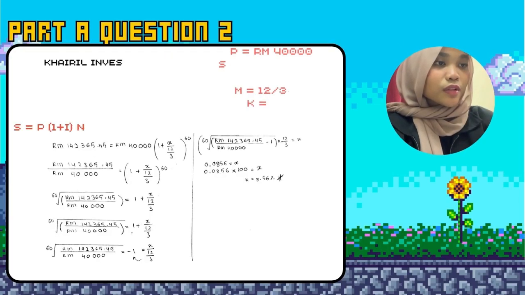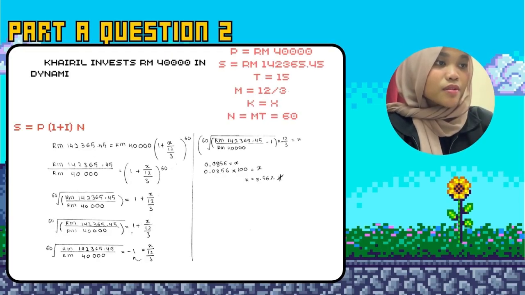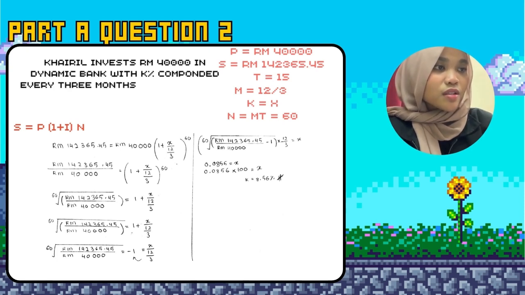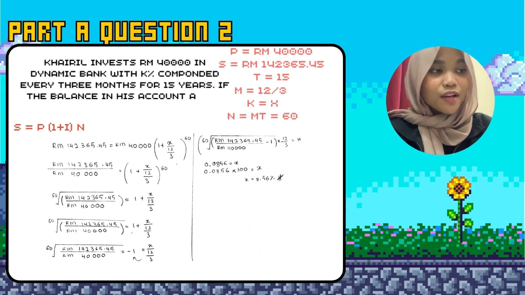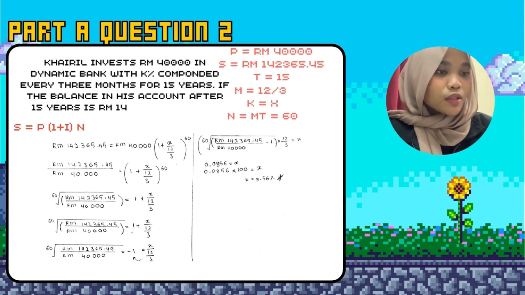Kyrie invests 40,000 in Dynamic Bank with K% compounded every 3 months for 15 years. If the balance in his account after 15 years is 142,365.45, find the K%. P would be 40,000. K would be the X, which we have to find. M would be 12 over 3. T would be 15. We are using the S formula.